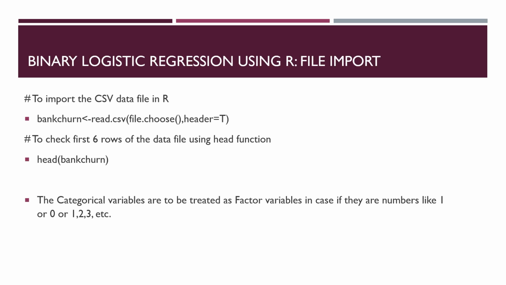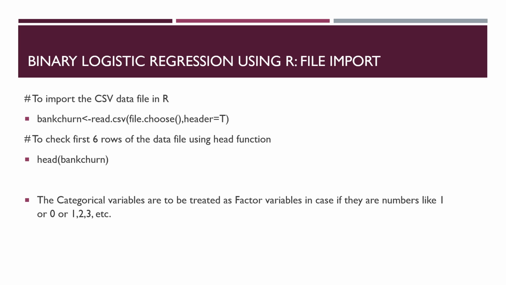Let us see how to carry out binary logistic regression using R. Firstly, we import the data file in our environment. This data is in the CSV format, so we import this data using the read.csv file.choose command. We observe the first 6 rows of the data using the head function.